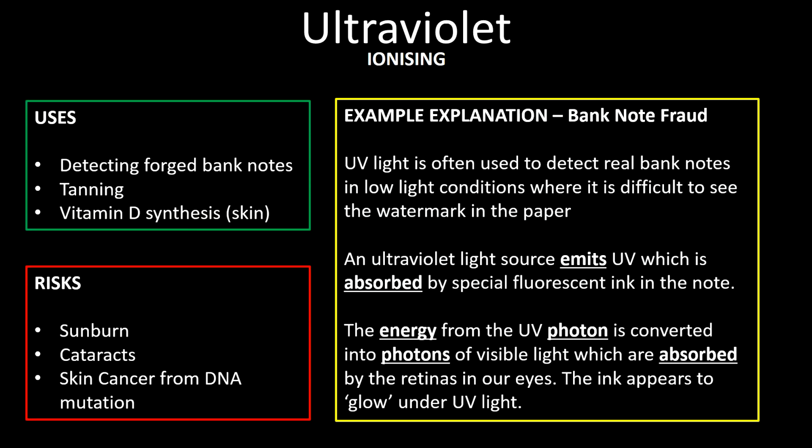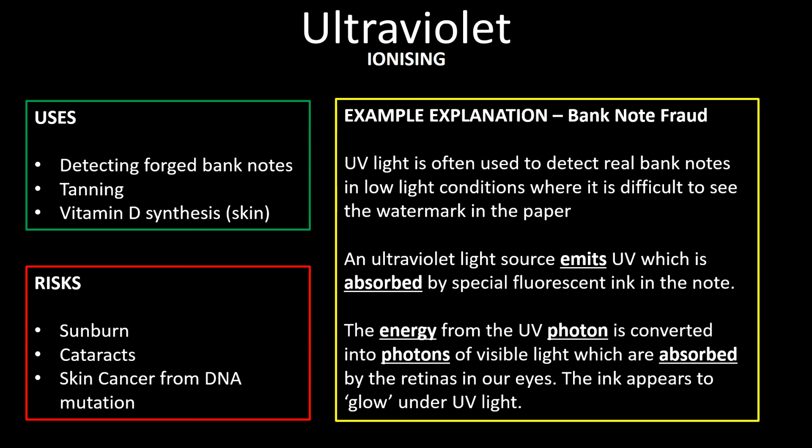Well, in dark places where you can't really hold up the banknote to the light to see the watermark in the middle, you often have a UV light and you hold the banknote underneath it, and that UV light emits UV radiation, which is absorbed by the banknote. An interesting point here about how this works is that we need to be able to see the photons coming from the banknote to see if it's real. And obviously, if it just reflected the UV photons, then we wouldn't be able to see them.